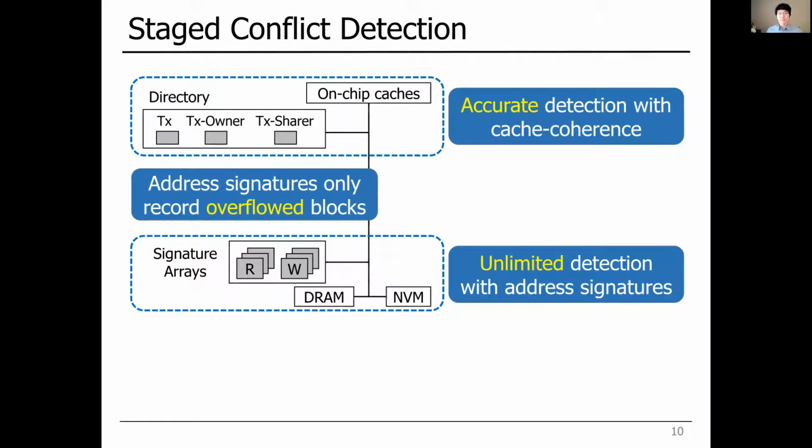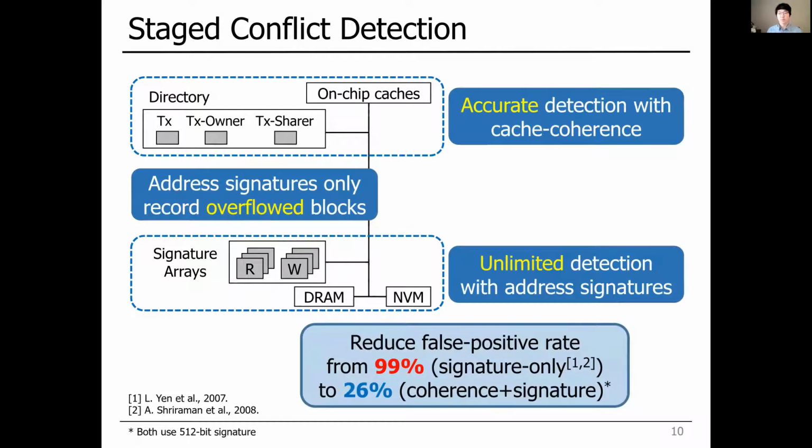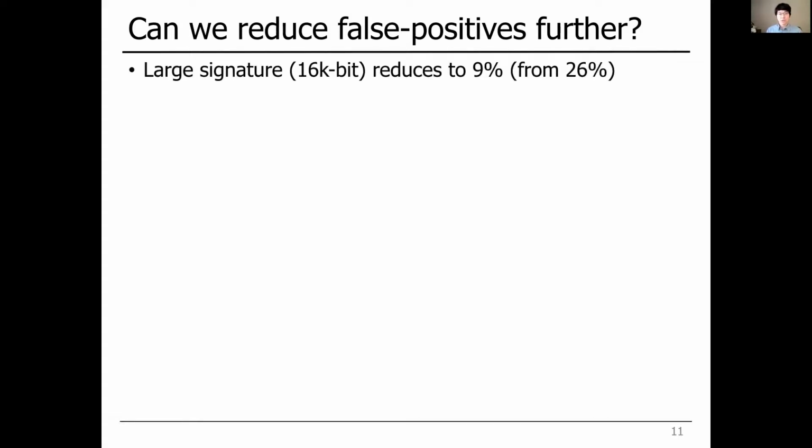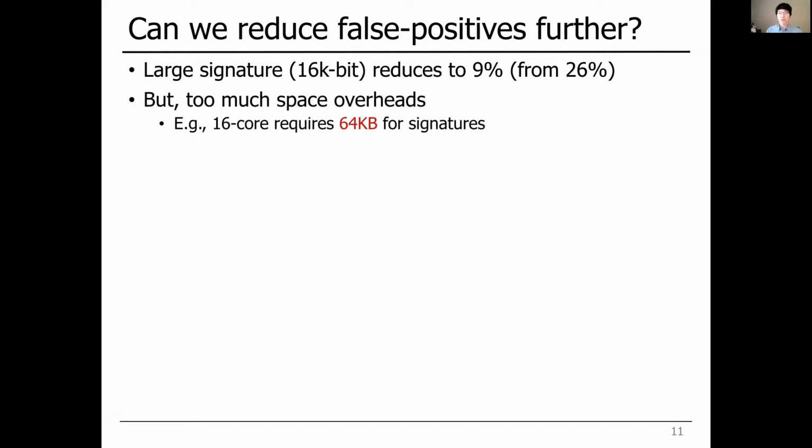By having different detection schemes, UHTM reduced the false positive rate from 90% in the signature-only system to 26% when we only use a 512-bit signature. But still, we have a quite high false positive rate. Can we reduce it further? Of course, having a larger signature, such as 16K bits, helps reduce the false positive rate to 9%. However, if we consider that signatures are per-core structures, large signatures will have space overhead.